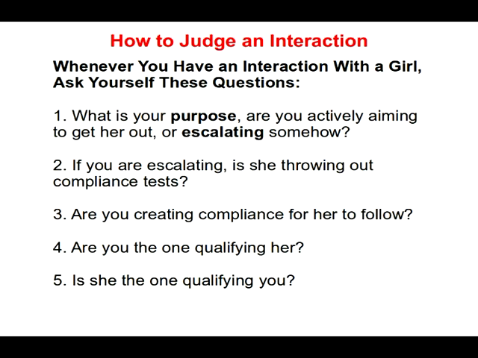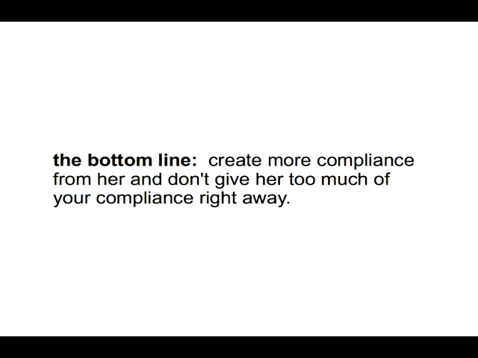Whenever you have an interaction with a girl, ask yourself these questions. What is your purpose? Are you actively aiming to get her out or escalating somehow? If you are escalating, is she throwing out compliance tests? Are you creating some sort of compliance for her to follow? Are you the one qualifying her, or is she the one qualifying you? You can judge the interaction you have based on the answer to these questions. So the key point is, create more compliance from her, and don't give her all your compliance right away.